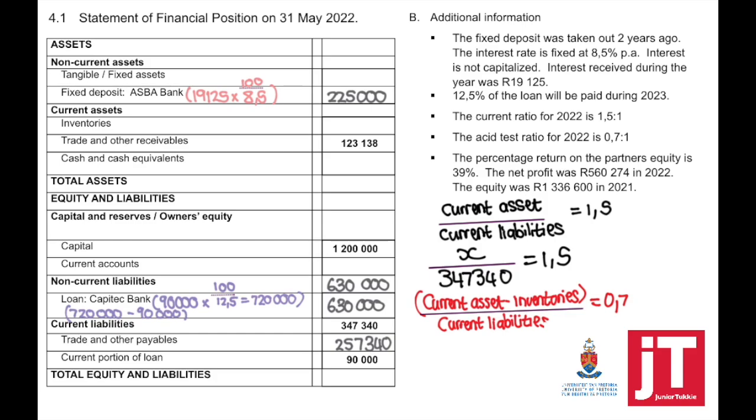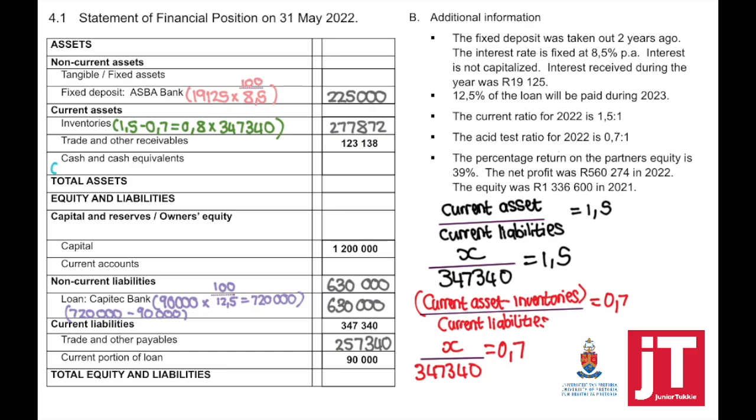Looking now at solving this section, I've got different options. Starting with the inventories. If I want to solve my inventories, we take the difference between the current ratio and the asset test ratio times the current liabilities. That equals my inventories. To solve the cash and cash equivalents, we've got now two options. We can either first solve the current assets, or we can look at solving the cash and cash equivalents by looking at the asset test ratio.